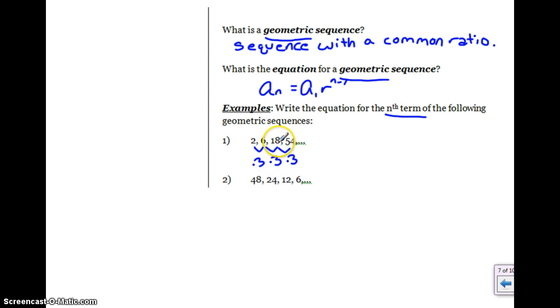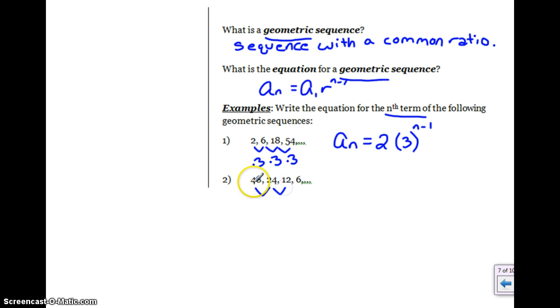So I have to multiply or divide. No more adding and subtracting like the arithmetic one did. So for this one, I would use whatever term I wanted to find. And the first term, a sub 1, is 2. My ratio is 3. I'm going to put that in parentheses, and I'm going to raise it to the n minus 1. Again, the n is dependent on which term you want to find. For this one, I would do the same thing.